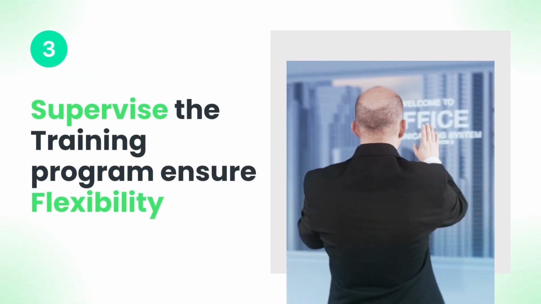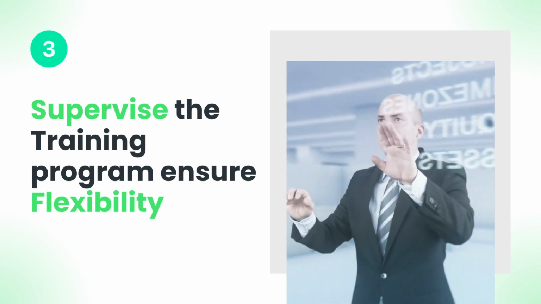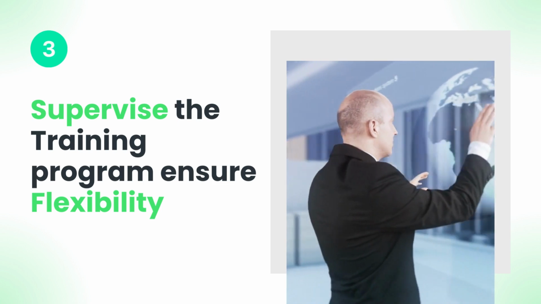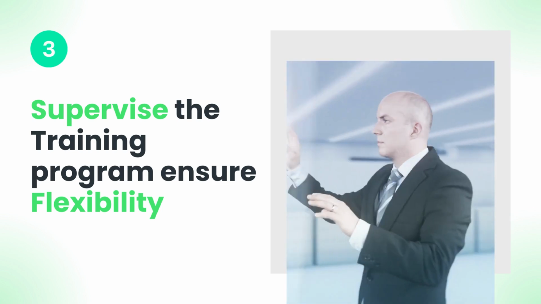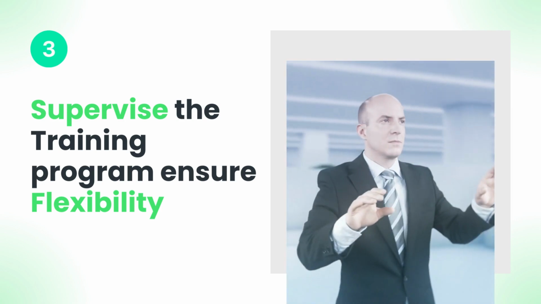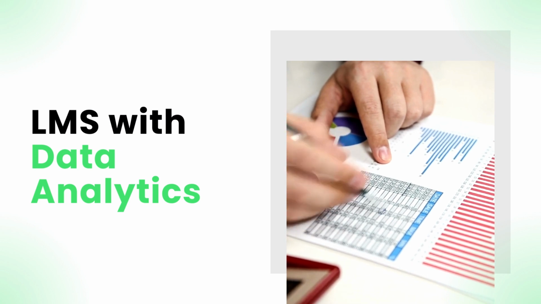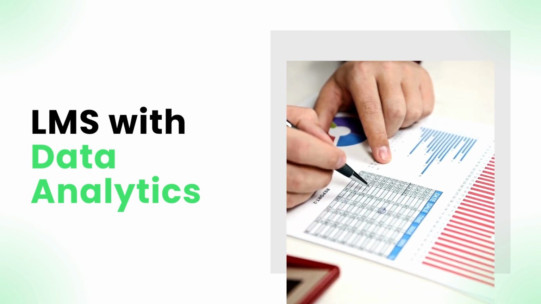Step 3. Build a detailed learning plan. Now, as you implement your training program, closely monitor its effectiveness. Pay attention to what's working and what isn't. Be ready to make adjustments to improve quality and ensure training success. Data and analytics can be your best friends in this phase. They provide insights that help fine-tune your training program.